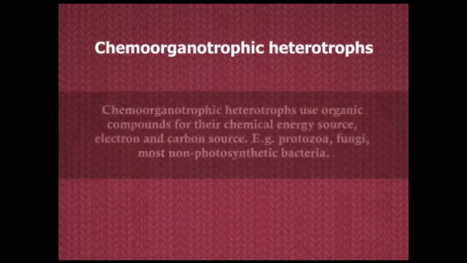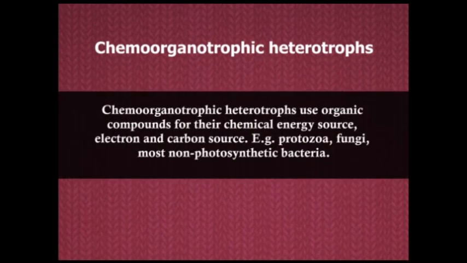So the last one is the chemoorganotrophic heterotrophs. These chemoorganotrophic heterotrophs use organic compounds for their chemical energy source, electron and the carbon source. For example, protozoa, fungi and most of the non-photosynthetic bacteria come under this group.